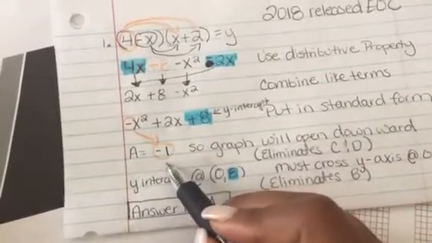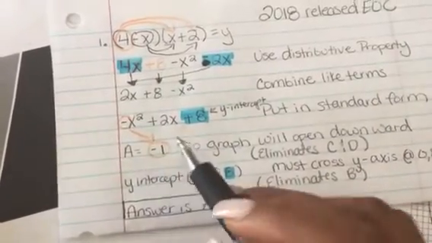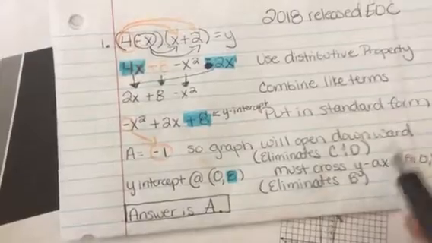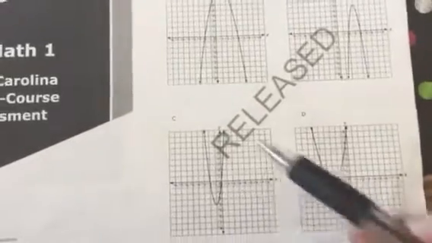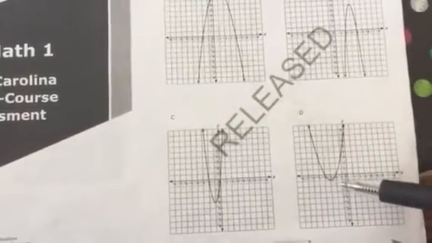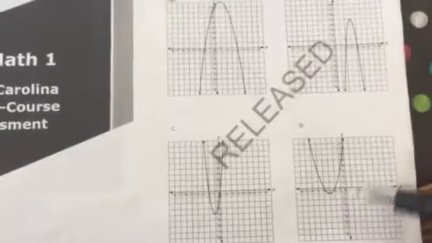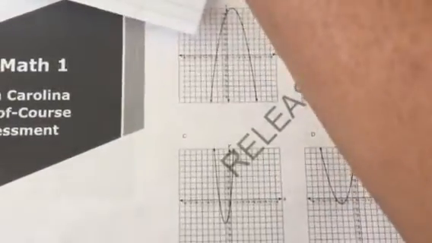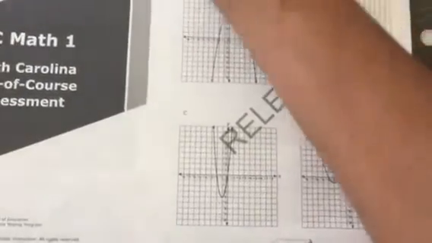Notice what the a value is on our negative x squared. Well, that's going to be negative 1. That tells me automatically that my graph is going to open downwards. So if it's going to open downward, looking at our actual exam item, I know that that's going to eliminate C and D because both of those graphs open upward. So notice the thinking behind the process.